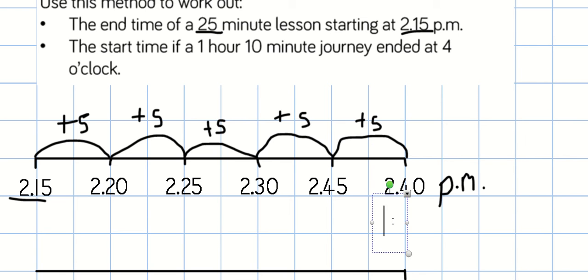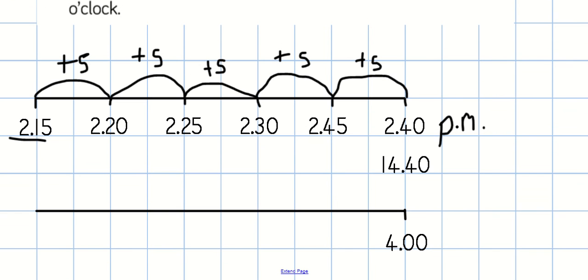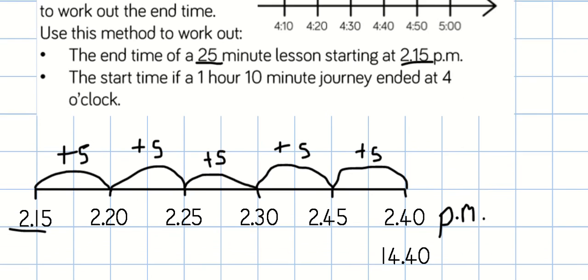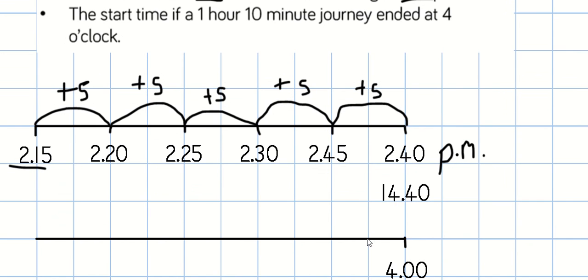That's right, it's 14:40 on a 24-hour clock. Let's try and do the other one, but this time we know that our journey ends at 4 o'clock and it took an hour and 10. So we're going to have to go backwards. Let's try and go backwards, shall we?